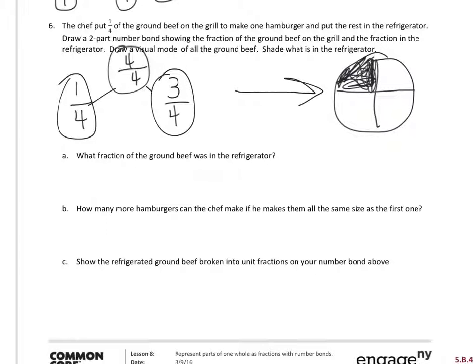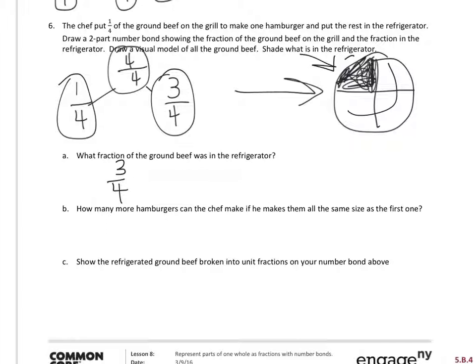So now we're going to come down here to this part. Number A, what fraction of the ground beef was in the refrigerator? That would be 3/4 what's in the refrigerator. Okay? Because he used this 1/4 over here and he had all this left over. 3/4.